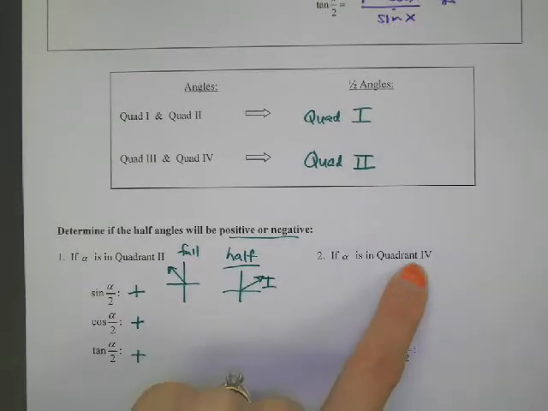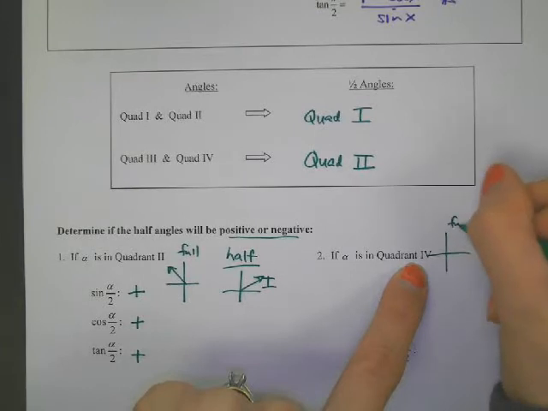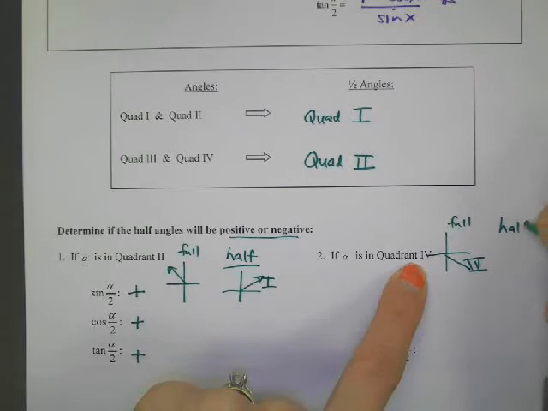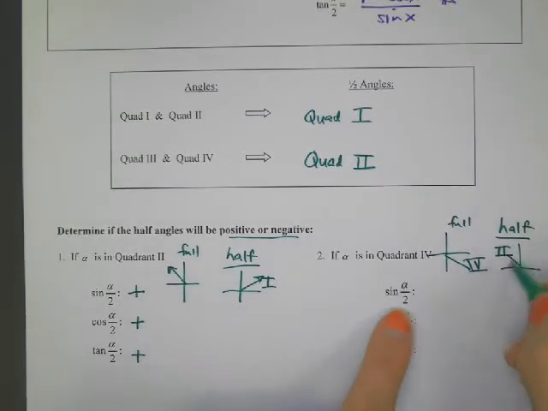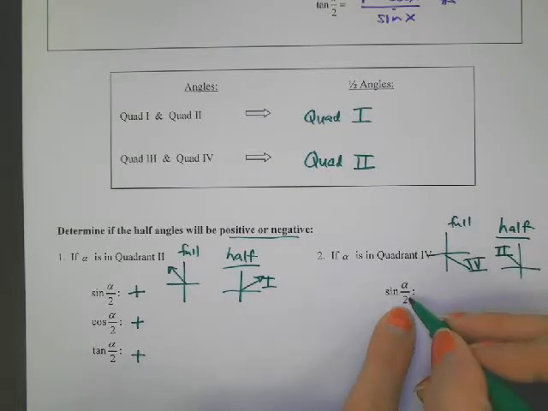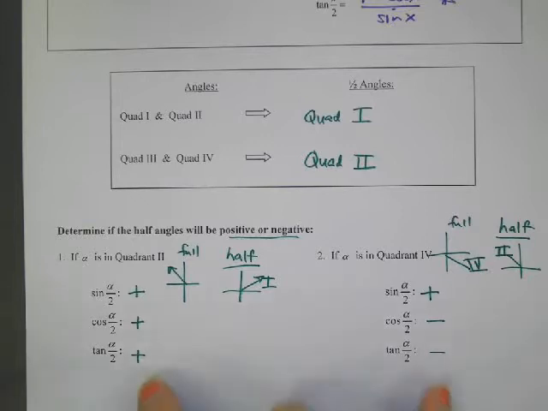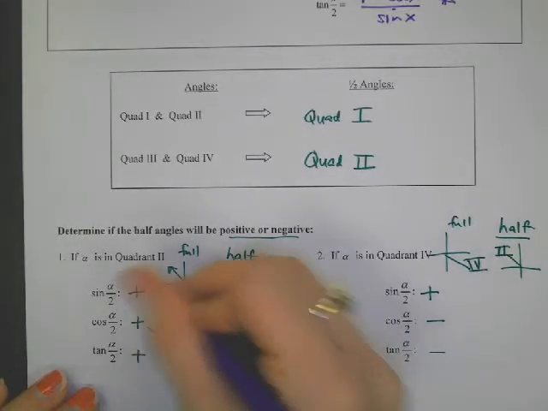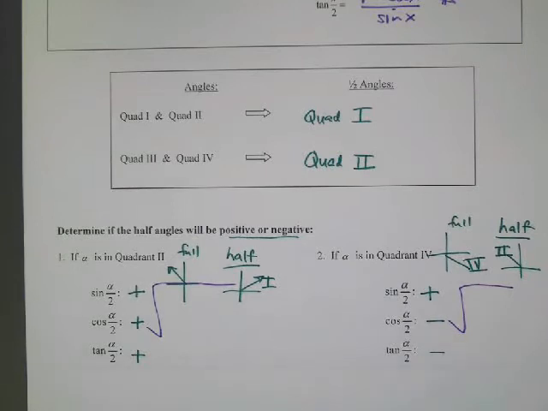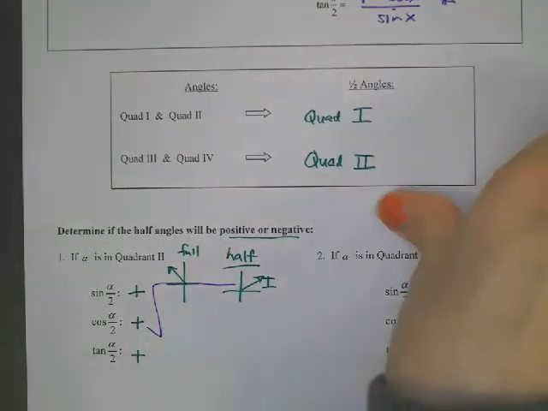What if alpha is in quadrant 4? So if the full angle is in quadrant 4, where is the half going to be? The half is going to be in quadrant 2. Okay, you're in quadrant 2. Sine is positive. Cosine is negative. Tangent would be negative. That's how you determine the sign. And these are the signs that would go outside of the big square root. Okay, that's the sign you're trying to determine, plus or minus.